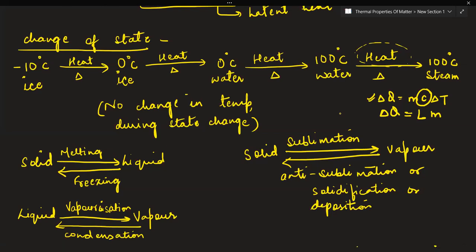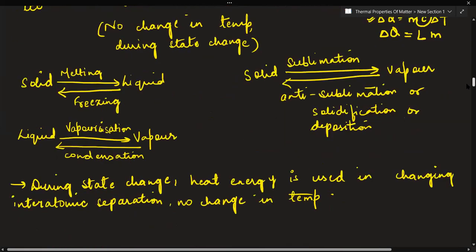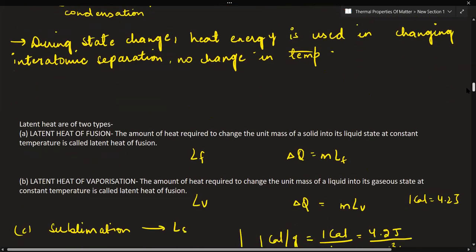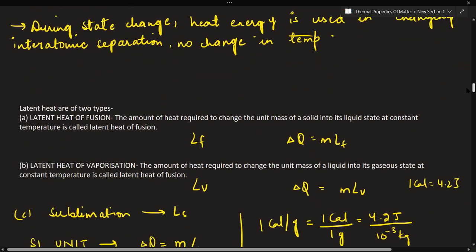Yes, ma'am. Okay. Now, latent heat is also not of a single type. Why is it not of a single type? Because there is not a single type of change of state taking place.